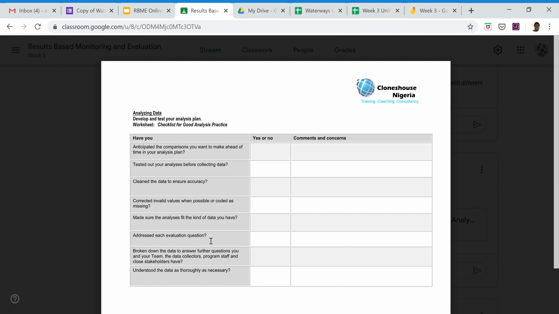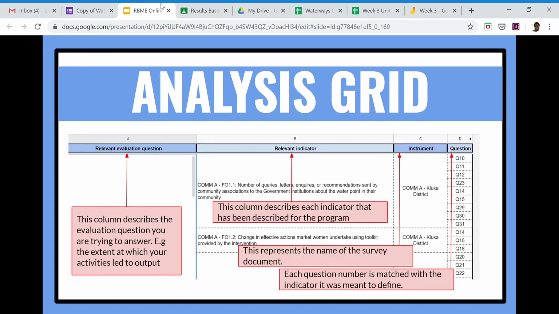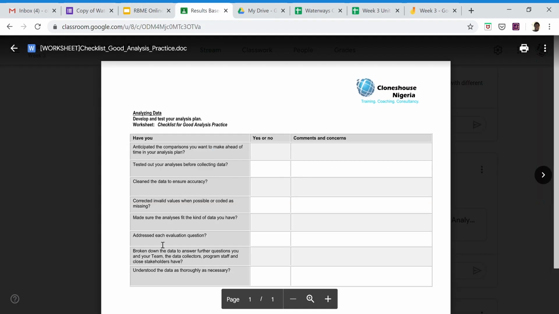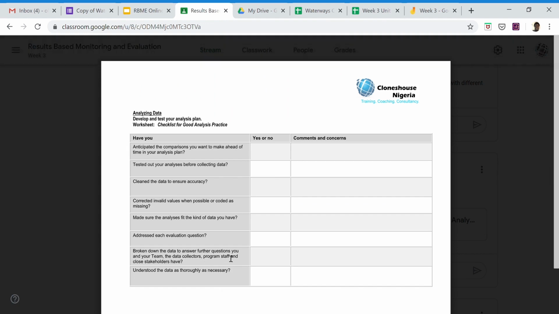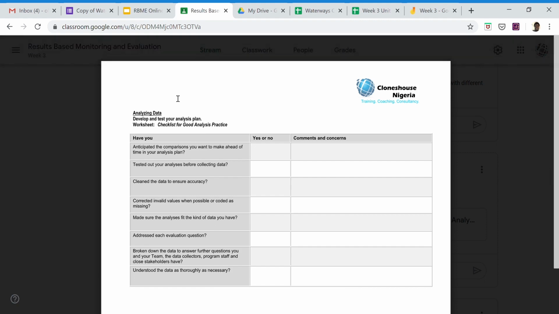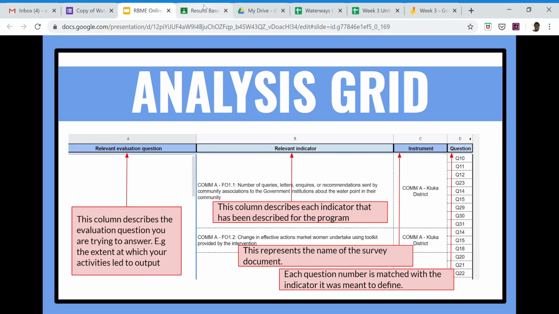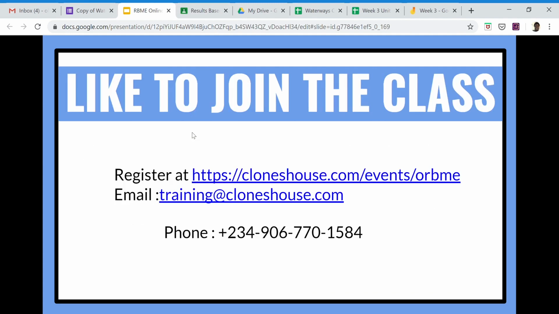Have you addressed each evaluation question, which is what I showed us here? Trying to know the match for each question is very important. Have you broken down data to answer further questions within the team, and have you understood the data as thoroughly as necessary? These are checklists we normally use in-house, before taking instruments to the field and also after bringing the instrument back from the field. They're very, very important to think about.